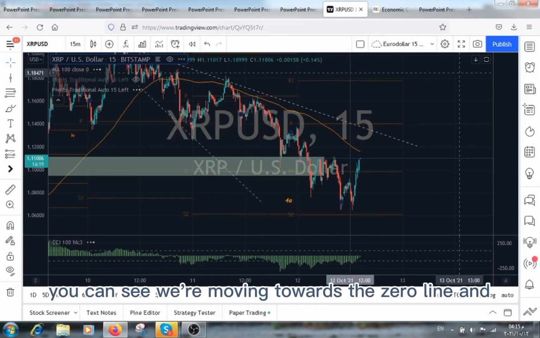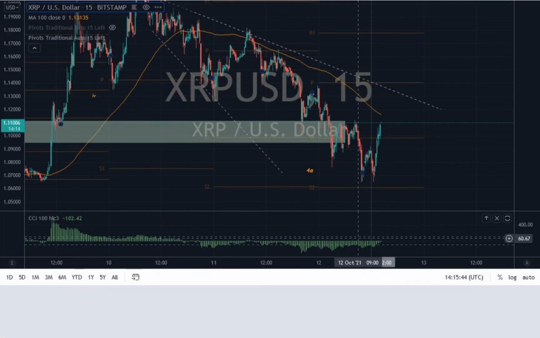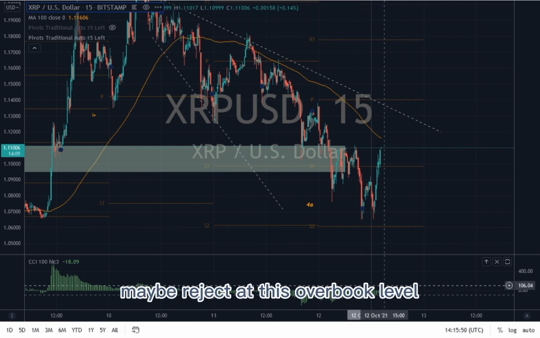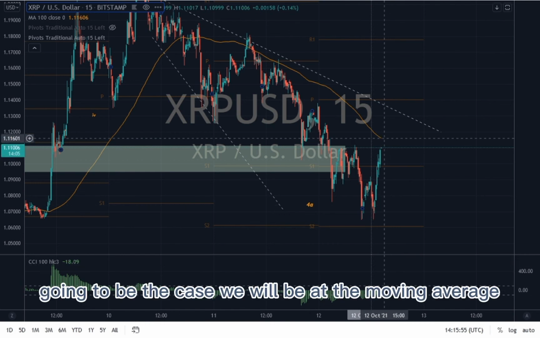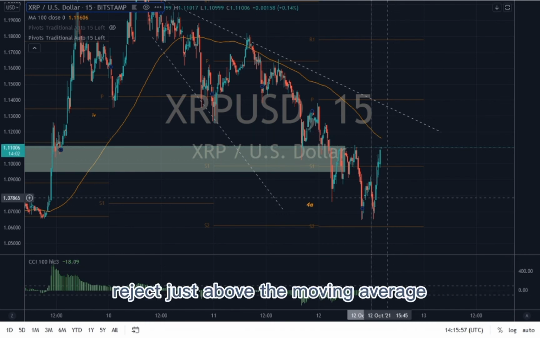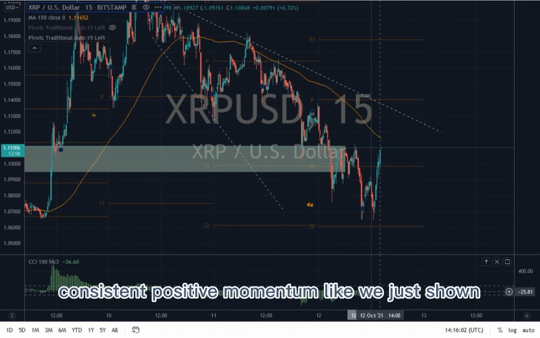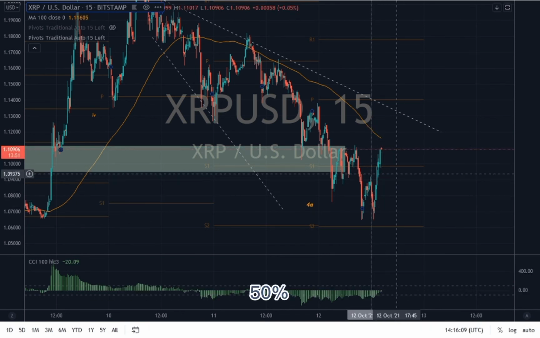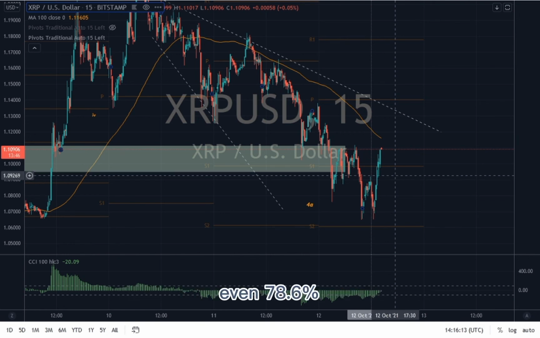You can see we're moving towards the 0 line on momentum, and we expect to move above the 0 line, maybe reject at this overbought level. If this is going to be the case, we will be at the moving average, reject just above the moving average. This is a wave 1 confirmed. If what we're seeing on the 5 minutes becomes consistent positive momentum like we just showed, and this wave becomes your wave 1, you just want to buy 50% into this wave, or 61.8% into this wave, or even 78.6% into this wave.